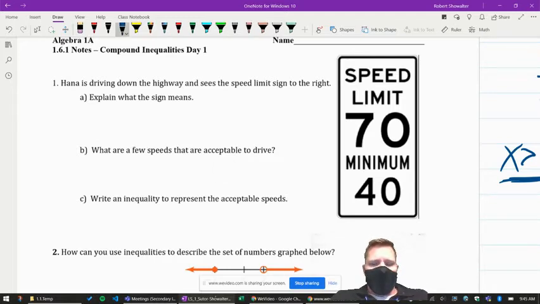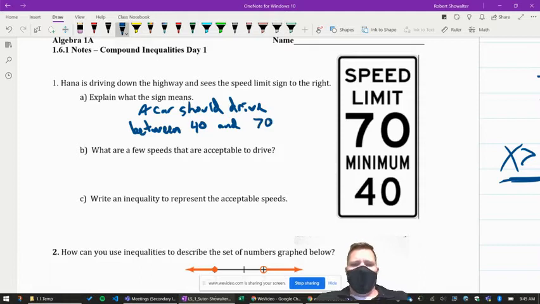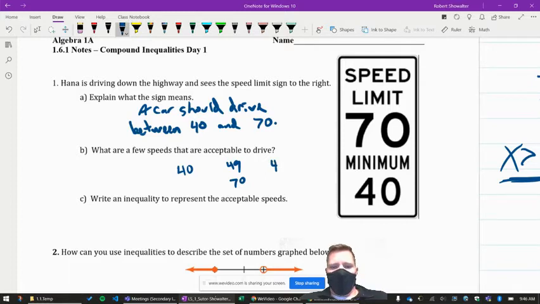A car should drive between 40 and 70. But you could drive 70 or you could drive 40 if you wanted. So what are a few speeds that are acceptable to drive? 40, 49, 70, 40.01 works. Anything between those two things.